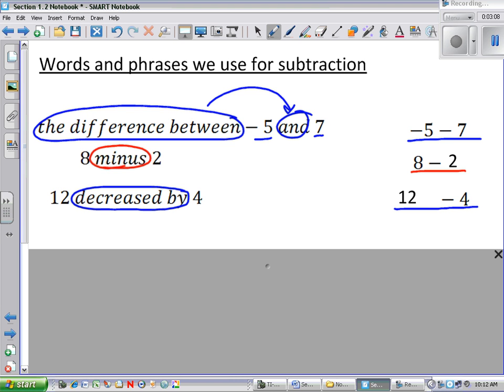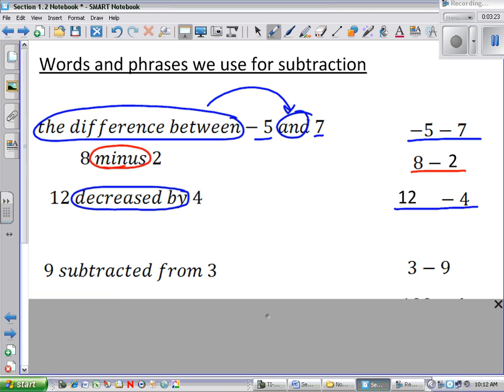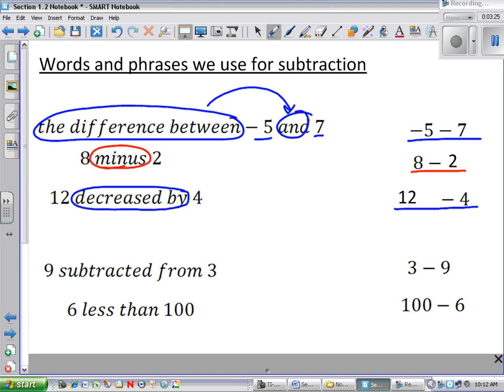Now if you notice in all of those, the order of the numbers in the phrase is the same as the order of the numbers in the algebraic expression. We want to make sure that we use the proper order with subtraction. Those 3 phrases, the order stays the same. In these next 2 phrases, the order will switch. So we want to be careful when we identify.